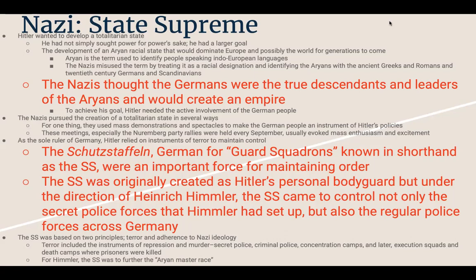To achieve this goal, Hitler needed the active involvement of the German people. The Nazis pursued this creation of a totalitarian state in several ways. For one thing, they used mass demonstrations and spectacles to make the German people an instrument of Hitler's policies. These meetings, especially the Nuremberg Party rallies that were held every September, usually evoked mass enthusiasm and excitement. As the sole ruler of Germany, Hitler relied on instruments of terror to maintain control.